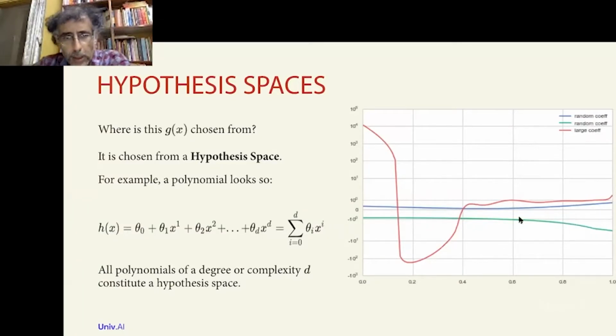Okay. So what we're going to do is we'll organize these hypothesis spaces by the degree of the polynomial. So let's say all the linear functions is one set. All the quadratic functions is another set. All the cubic functions is a third set. All the quartic functions is a fourth set. And we'll call each of these a hypothesis space. Okay, so that's going to be the game we'll play.